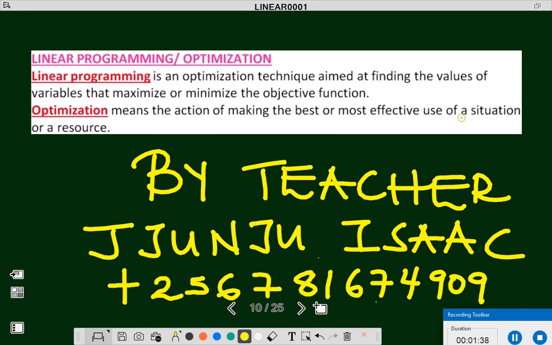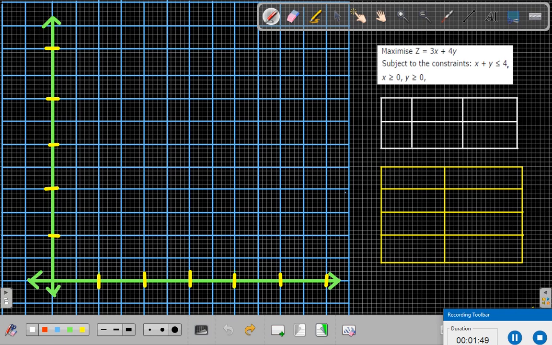Now, let us look at various problems of linear programming. So our first problem is here. We've been told to maximize z equal to 3x plus 4y. Now, this is our objective function. Our objective is to find the maximum value of this function.